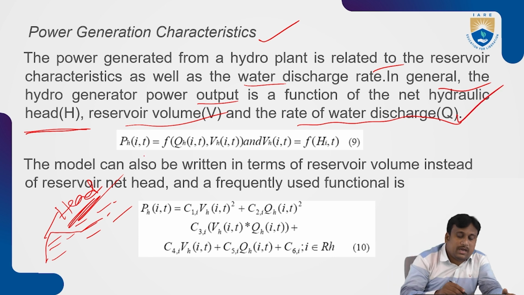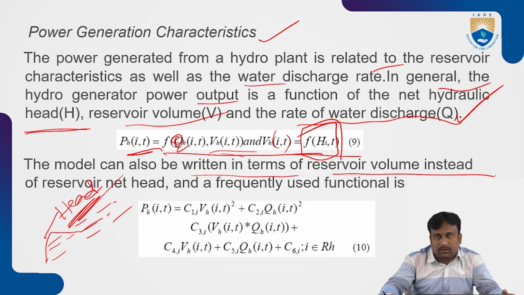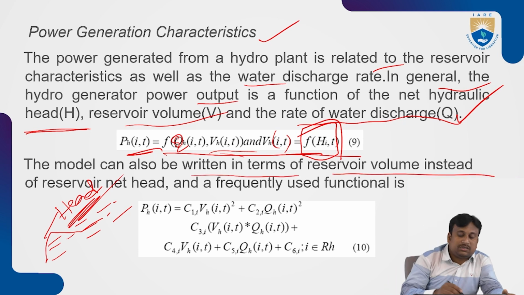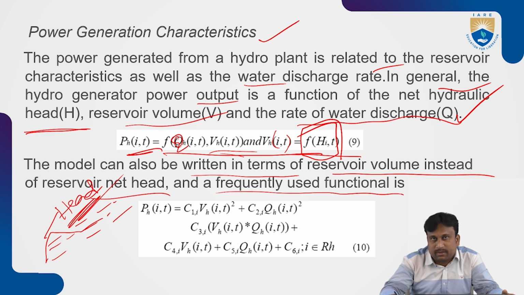So that is P_H(i,t) as a function of all these parameters. That means the hydraulic head, the discharge coefficient Q and volume V, which will be a function of i comma t, it will be the final function of H(t). So the model can also be written in terms of the reservoir volume. This will be taken instead of the reservoir net head as a frequently used functional parameter.